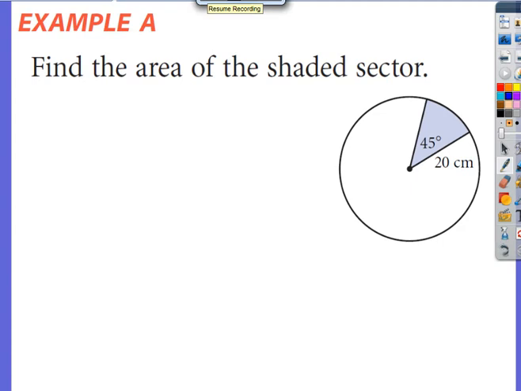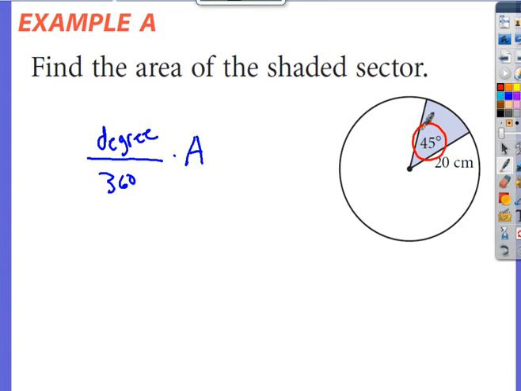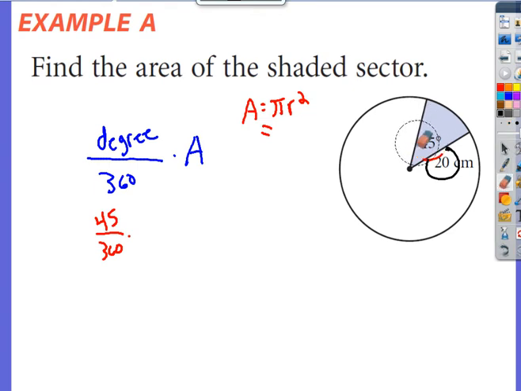So, find the area of the shaded sector, what we're just talking about. The equation is degree, or A, is what the book calls it, over 360 times the area of the entire circle. Well, the degree, you can see over here, it's 45 degrees. So we say 45 over 360 times the area. Well, area equals pi r squared, and r is 20 centimeters. R over here is 20 centimeters.